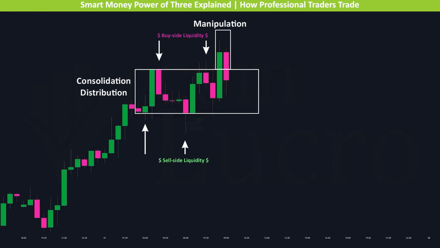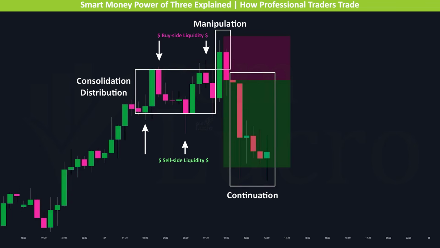In this example, we have a clear opportunity to open a short position at the close of this candle, expecting price to push lower. The stop loss is placed above the swing high and the target is set at 2 times the risk. As price expands lower, the power of three sequence completes with a strong continuation move to the downside.